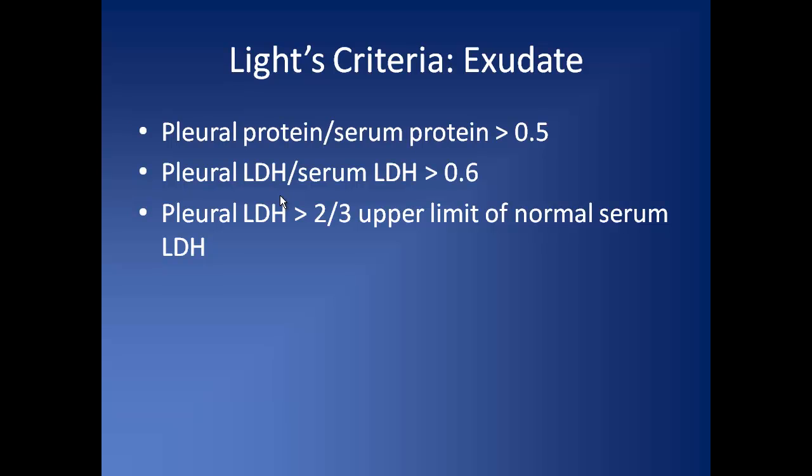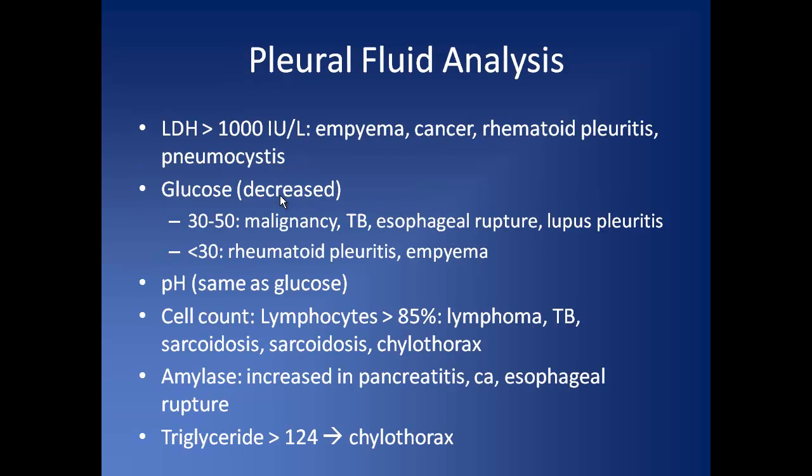But for you guys, you need to know Light's criteria, and so you look at its ratios. So pleural protein to serum protein greater than 0.5, pleural LDH to serum LDH greater than 0.6. And the third one, which I feel is the same as the second one, is a pleural LDH greater than 2/3 of the upper limit of normal serum LDH. And that'll let you know if it's in that state.